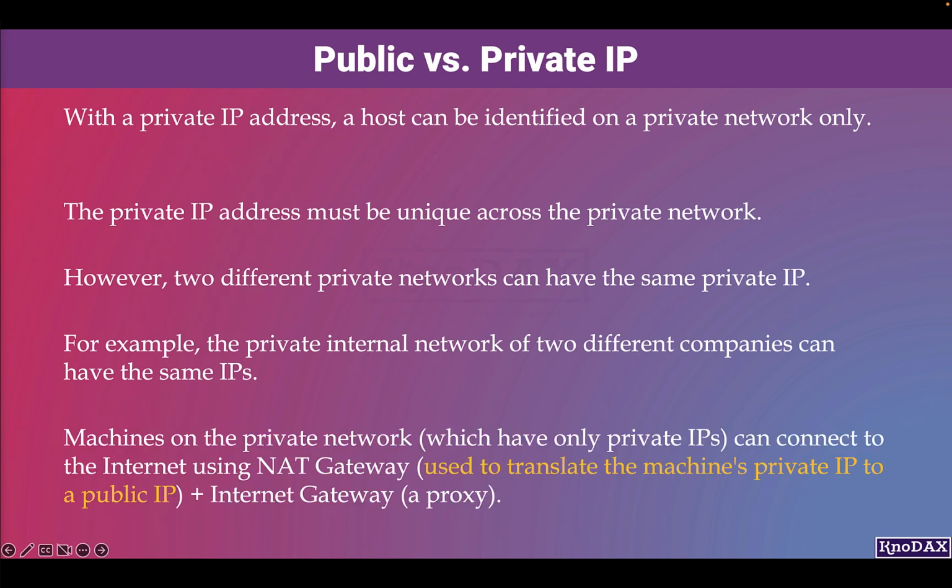Machines on the private network, which have only private IP, can connect to the internet using NAT gateway, which is used to translate the machine's private IP to a public IP, and Internet Gateway, which acts as a proxy.